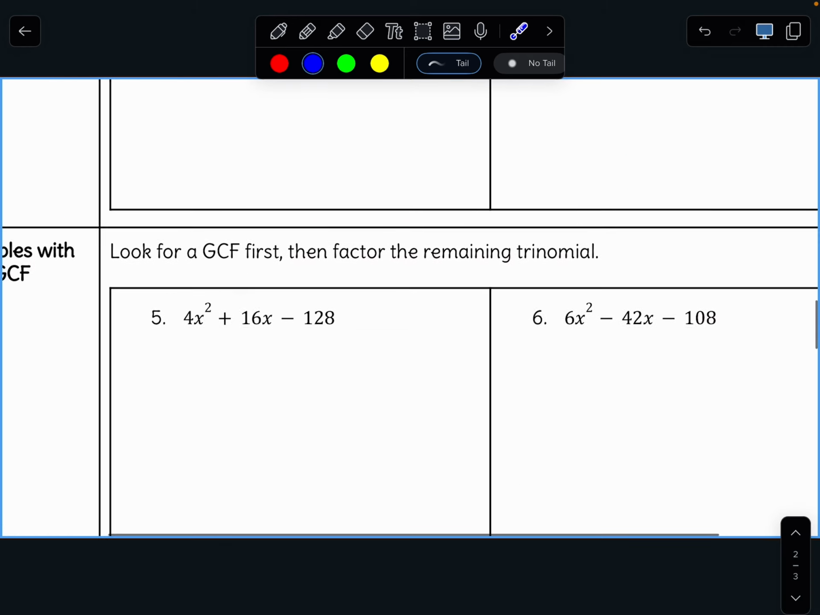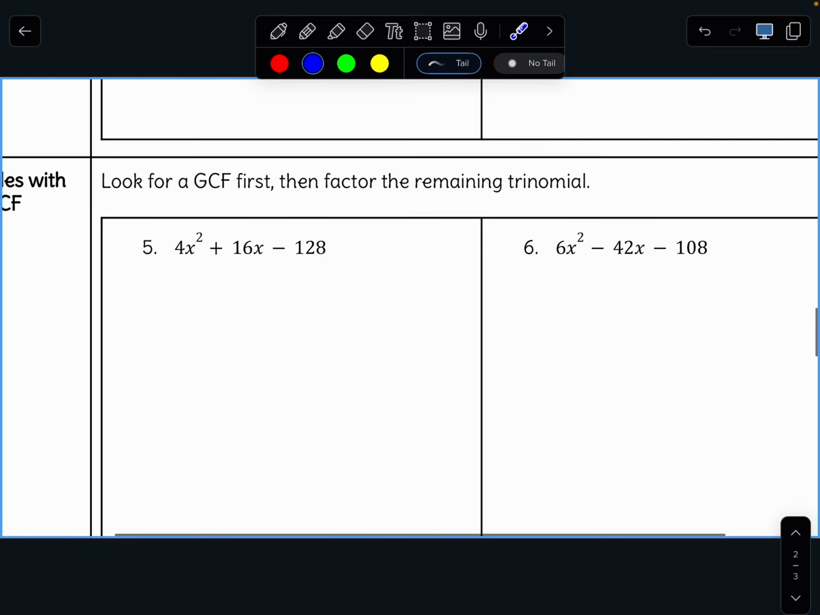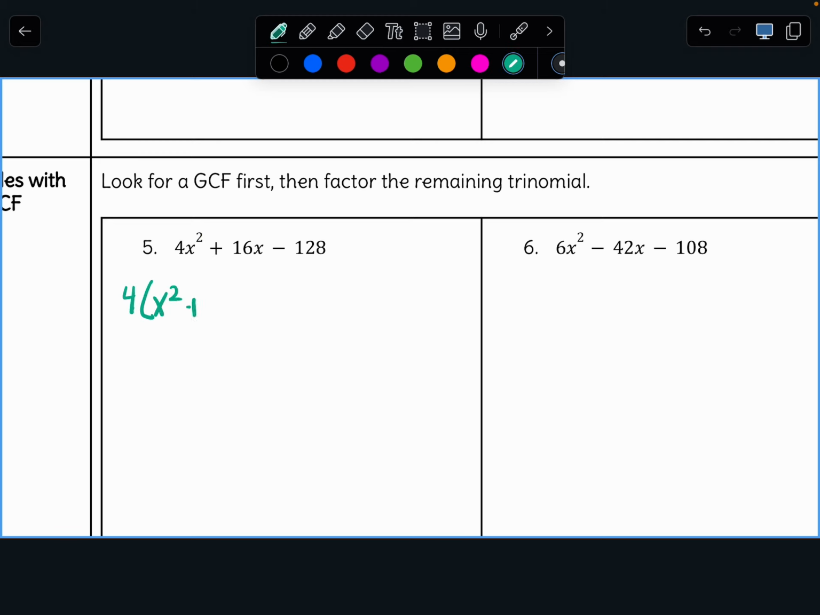All right. The last two, you just need to look for the GCF, especially when you have something in front of the x, because it will make it easier for you to factor. So what can I divide 4, 16, and 28 by? 4. All those can divide by 4. So then that's 4 times x squared plus 4x minus 32.